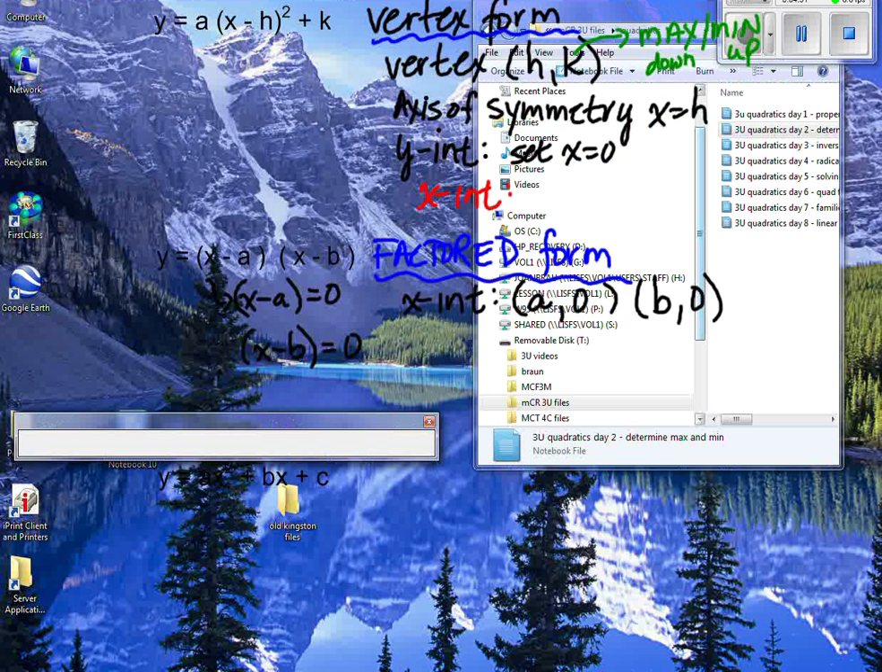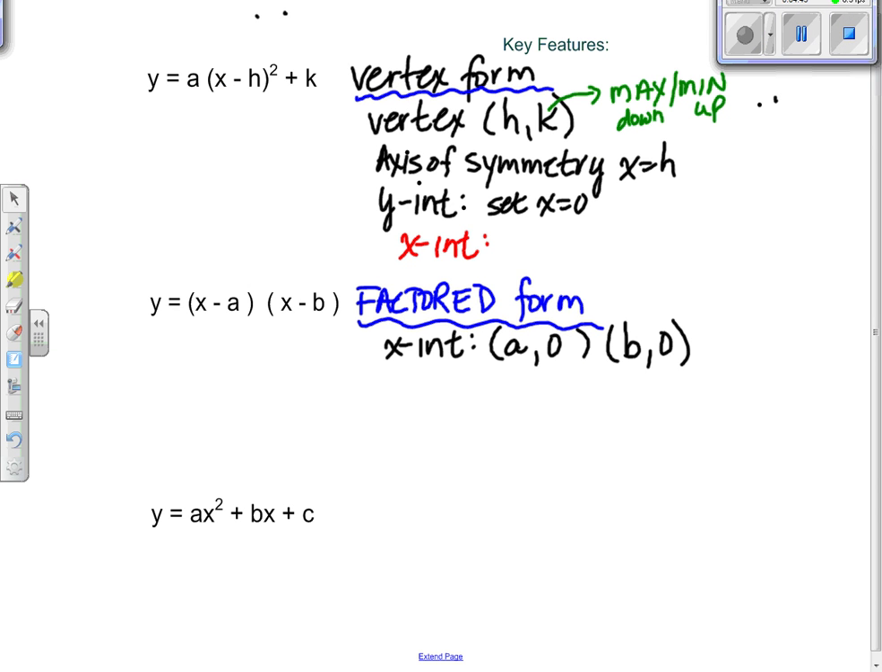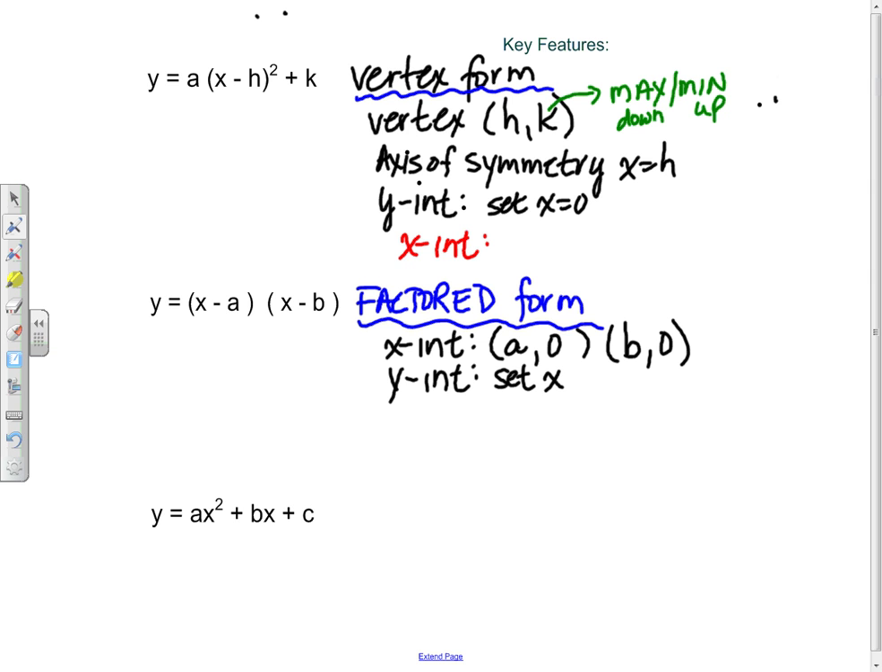Y-intercept. Okay, there's the x-intercepts. I think I was talking about the y-intercept. As above, we can get the y-intercept by setting x equal to 0 throughout the equation, and we can find our y-intercept.